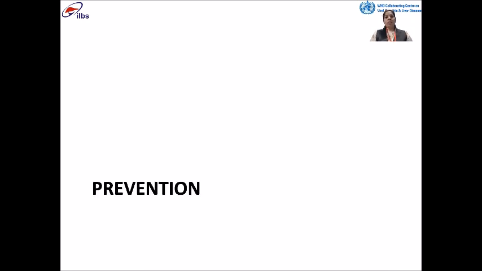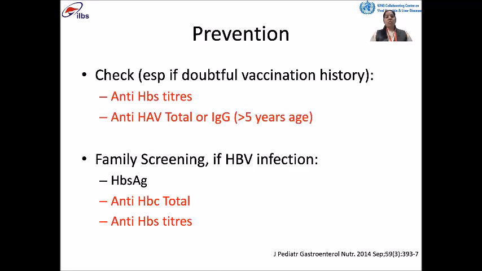Next, coming to prevention. Especially if there is any doubtful vaccination history, we have to go with anti-HBs titers and anti-HIV total or IgG, for children who are more than 5 years of age. Family screening is also very important in case of HBV infection, for HBsAg, anti-HBc total, and anti-HBs titers.